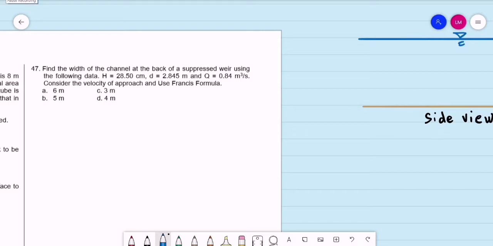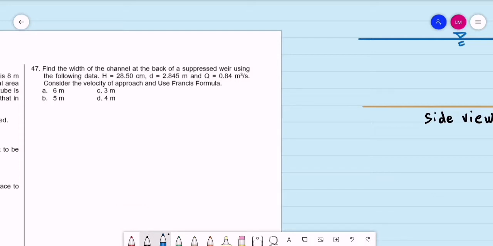Ay, tuloy tayo sa problem number 47. Find the width of the channel at the back of a suppressed weir using the following data. So H, or the head, is equal to 28.5 centimeters. Yung D naman is 2.845 meters. Yung discharge is 0.84 cubic meter per second. So consider the velocity of approach and use Francis formula.